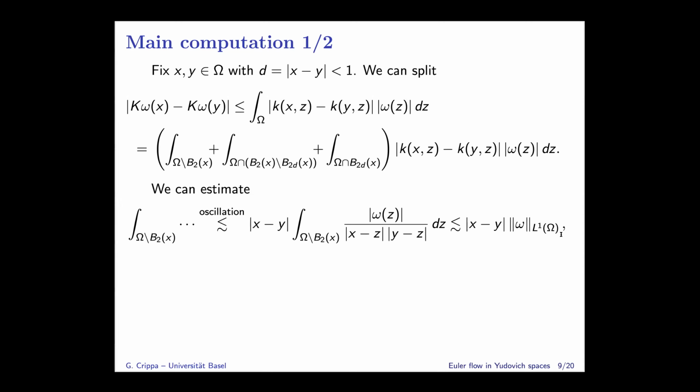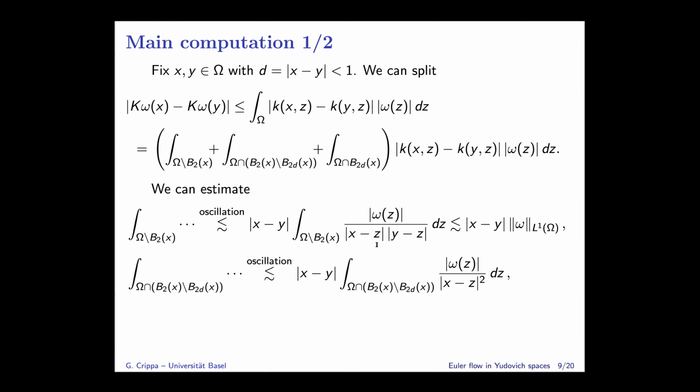Okay, not a big surprise. For the other 2, I do the following. So for the intermediate regime, I estimate again with the oscillation. I get a Lipschitz thing, and I get a function which I keep there for a moment.